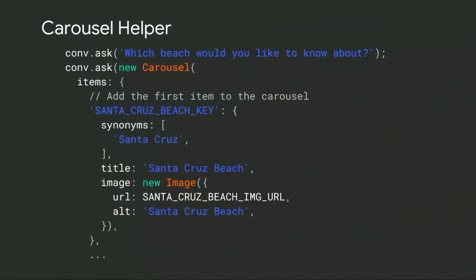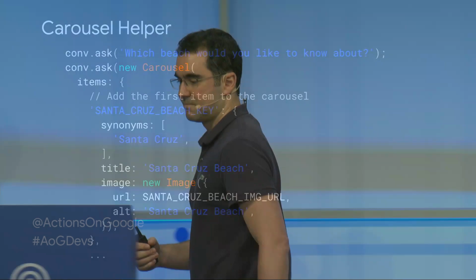And again, in the Node.js library snippet here, we start with the spoken response with the prompt, and we add a carousel to it. And the carousel is made up of items, and each item has a list of phrases that you think the user might say to match this item, and visuals associated with each item so the user can understand what they're about to tap on. So let's switch to the demo and see what this looks like.